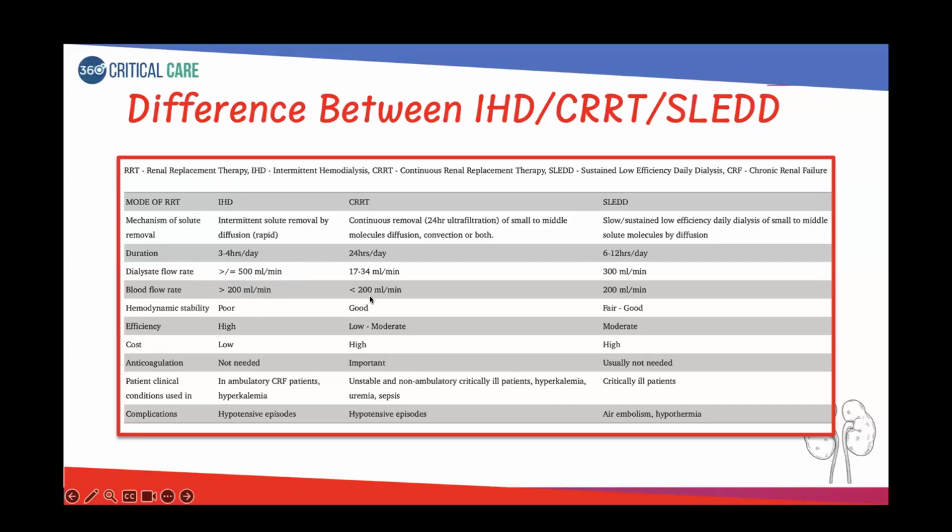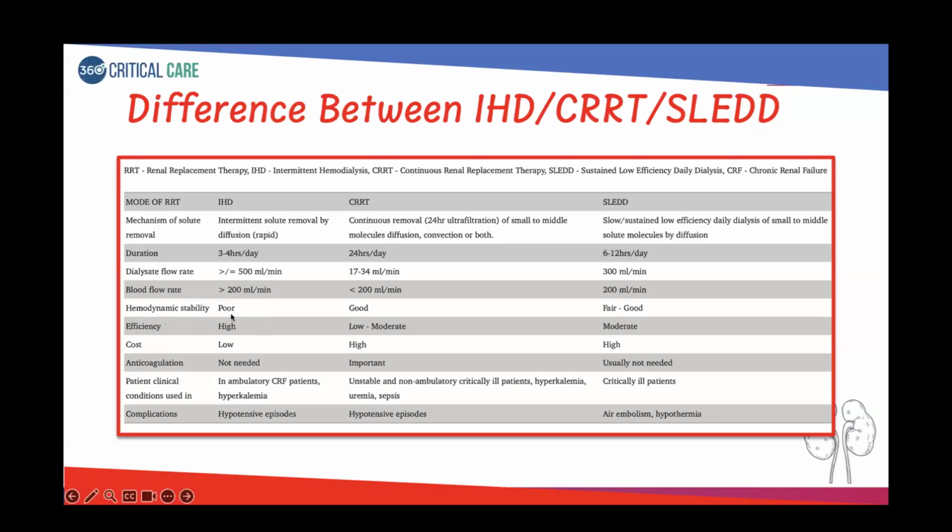But in a CRRT, we start at 150 and gradually build up to 200. So it's a low blood flow rate per minute. And in SLED around the same or slightly more. So it is in between these two modalities. So blood flow rate is slightly more than the CRRT but less than the intermittent hemodialysis. So more chances of hypotension with intermittent hemodialysis.